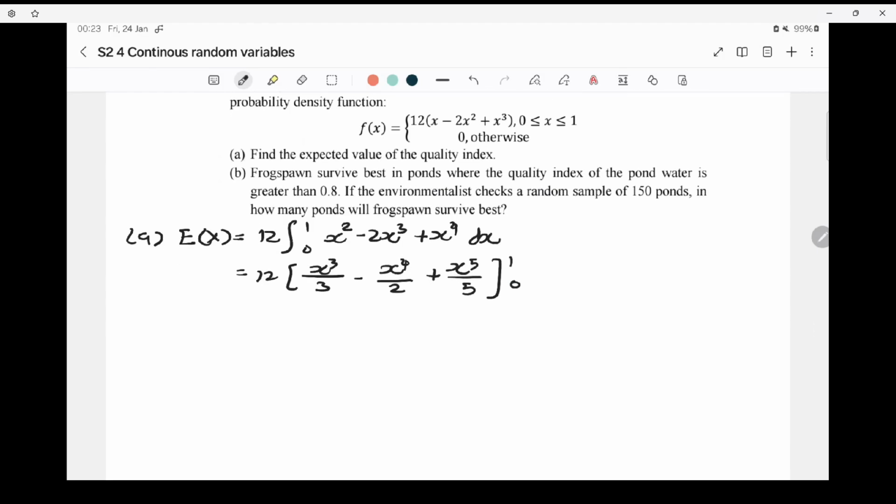So it is 1 over 3 minus 1 over 2 plus 1 over 5. Then you multiply with 12. So this will give us 0.4.